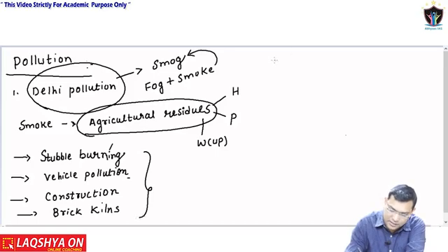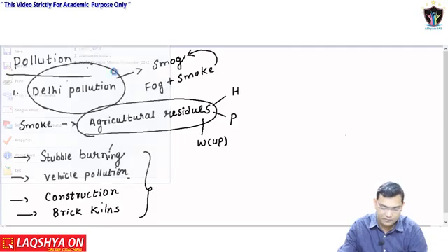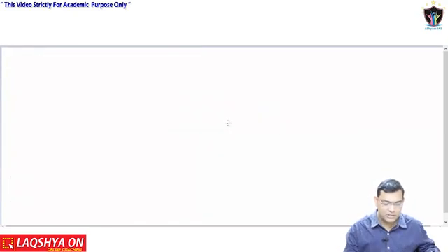What are the steps taken? That is your Bharat stage, odd and even rule, Green Delhi, etc. These are the steps which have been taken. Okay, we have already discussed some of these things.